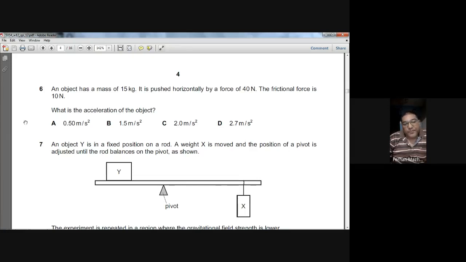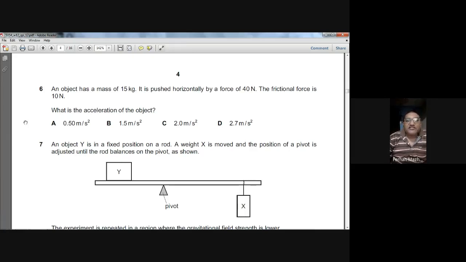Here the applied force is given, 40 Newton. The frictional force is given, 10 Newton. We can find the resultant force. Resultant force is applied force minus frictional force. So it will be 40 Newton minus 10 Newton, and that will be 30 Newton.